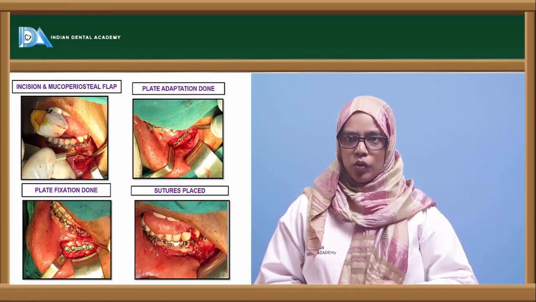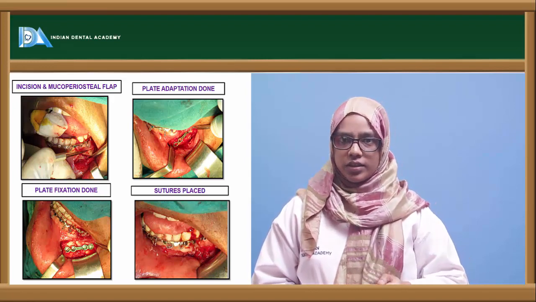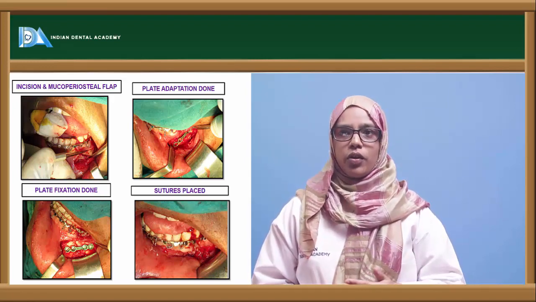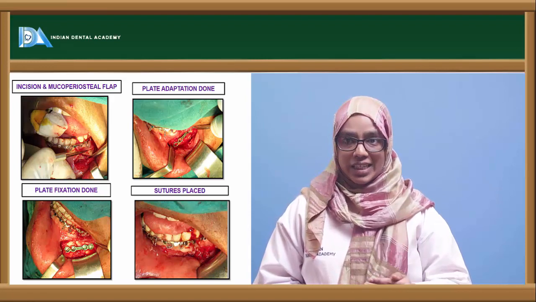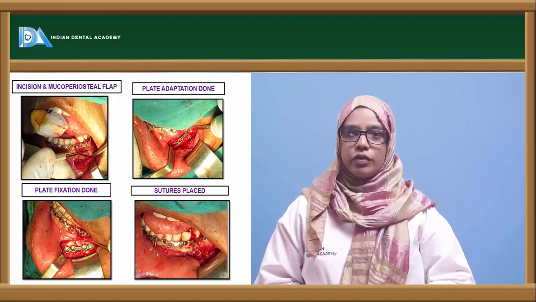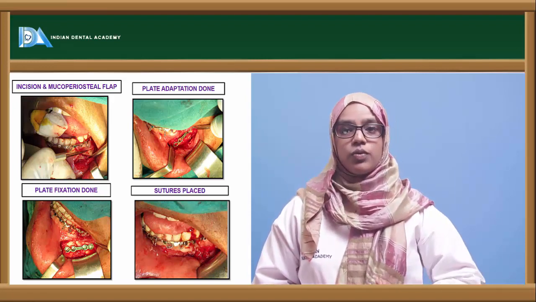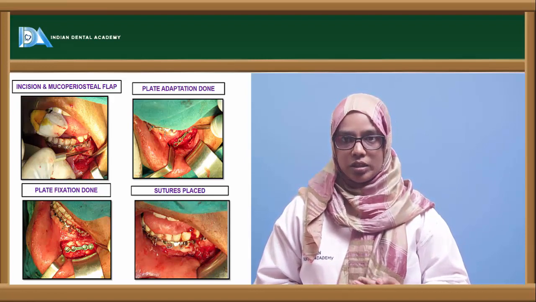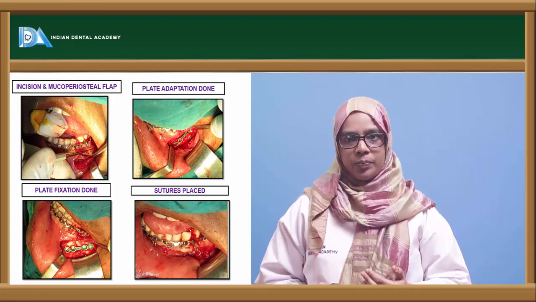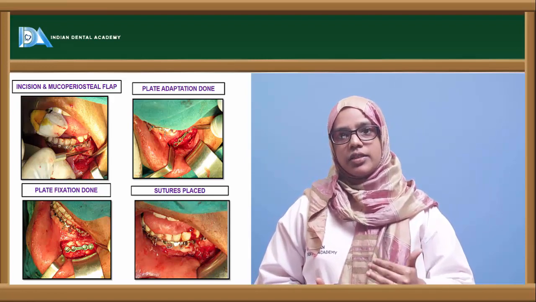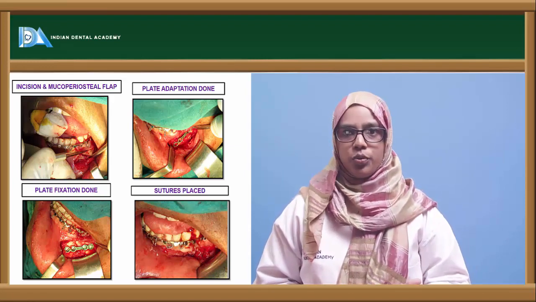You will raise the mucoperiosteal flap, give a mucosal incision, raise the complete mucoperiosteal flap, and visualize the fracture area. After visualizing the fracture area, reduce the fracture, get into anatomical position, and then plate it. Now here the debate is whether you put one plate or two plates.